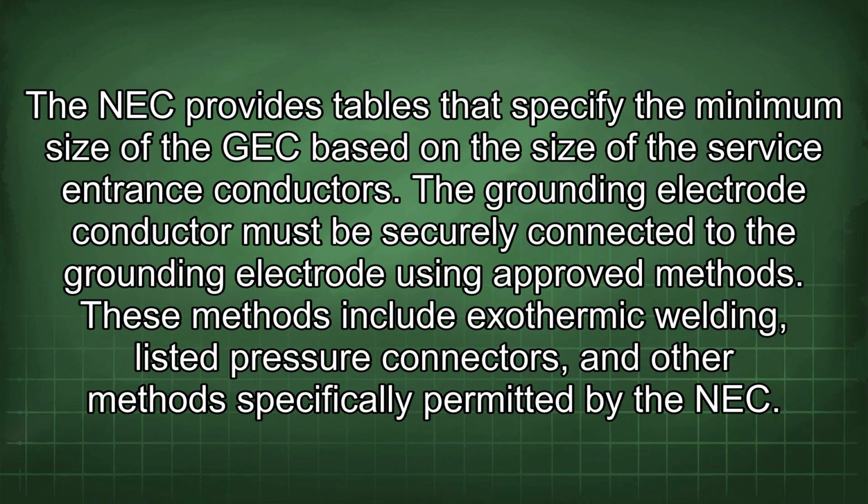The NEC provides tables that specify the minimum size of the GEC based on the size of the service entrance conductors. The grounding electrode conductor must be securely connected to the grounding electrode using approved methods. These methods include exothermic welding, listed pressure connectors, and other methods specifically permitted by the NEC.